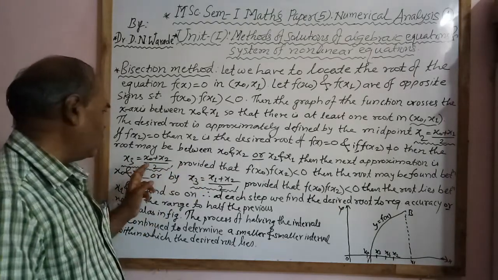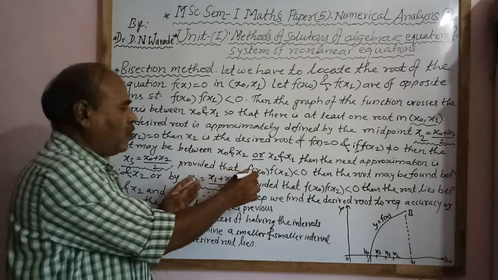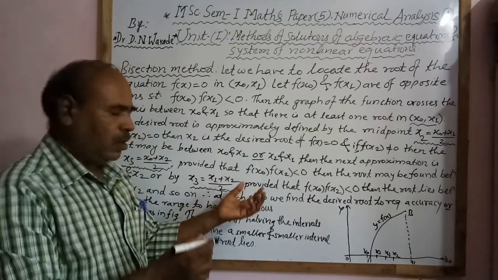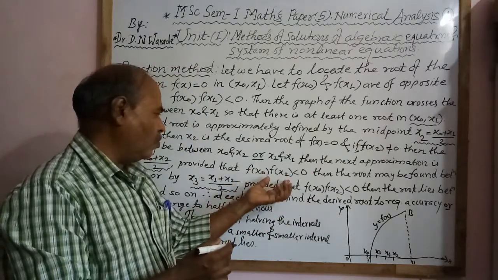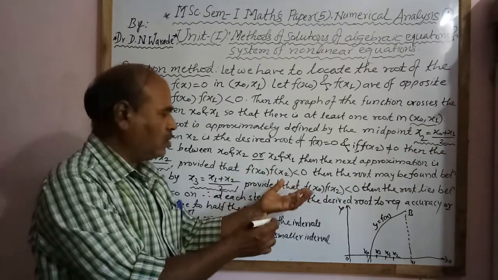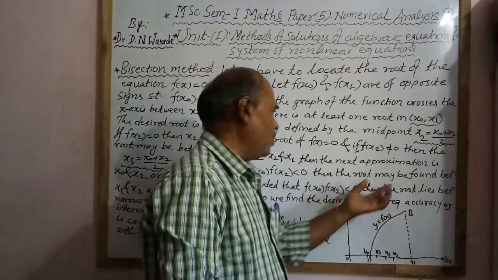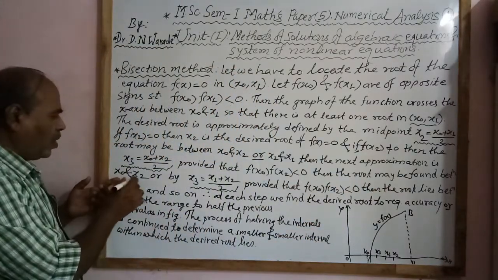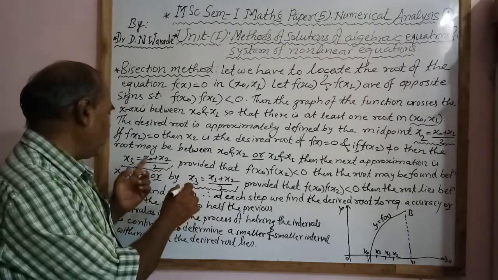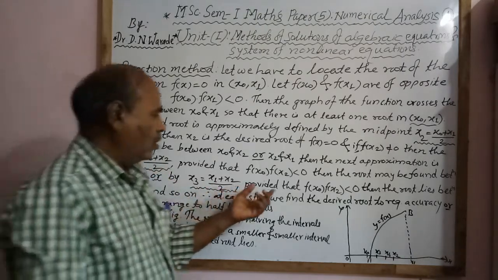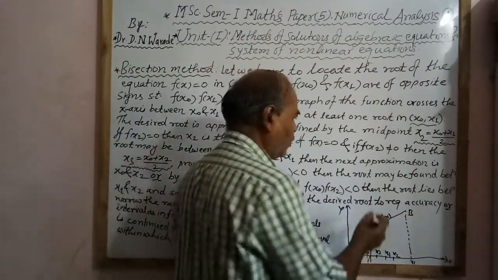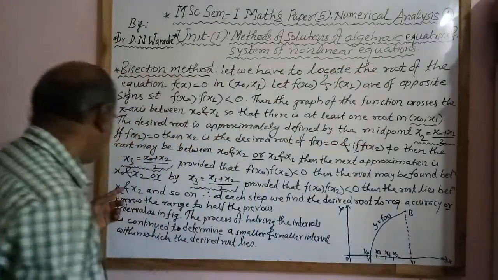This is provided that f of x0 into f of x2 is less than 0. Of these two, f of x0 and f of x2, one is negative, therefore the product of the two is negative. Then the root is found between x0 and x2. Otherwise, x3 equal to x1 plus x2 divided by 2, provided the product of f of x0 and f of x2 is not less than 0, and then the root lies between x1 and x2.